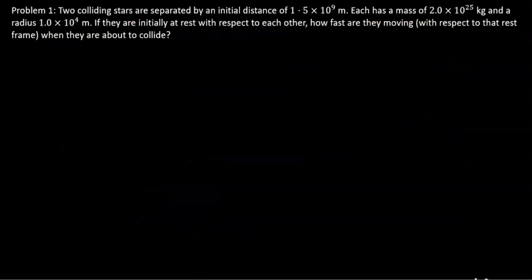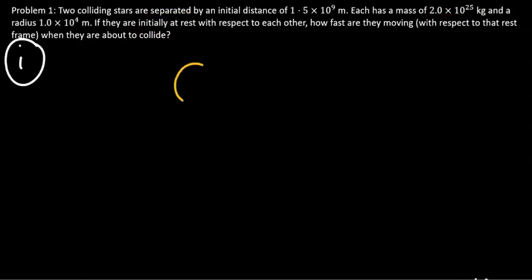Problem 1. Two colliding stars are separated by an initial distance of 1.5 times 10 to the power 9 meters. Each has a mass of 2 times 10 to the power 25 kg, so they are identical stars, and a radius of 1 times 10 to the power 4 meters. If they are initially at rest with respect to each other, how fast are they moving when they are about to collide? So let's sketch the initial state.